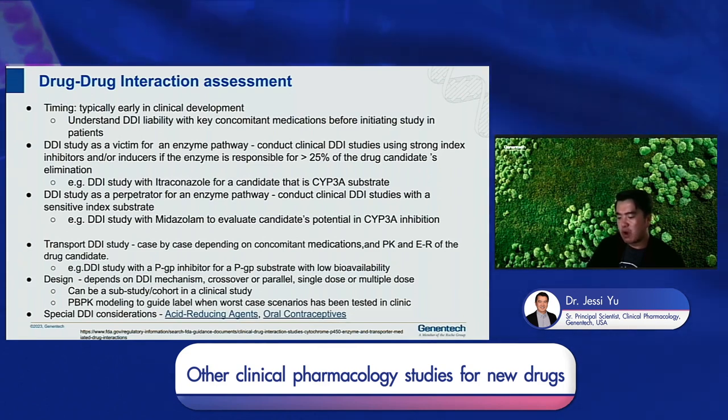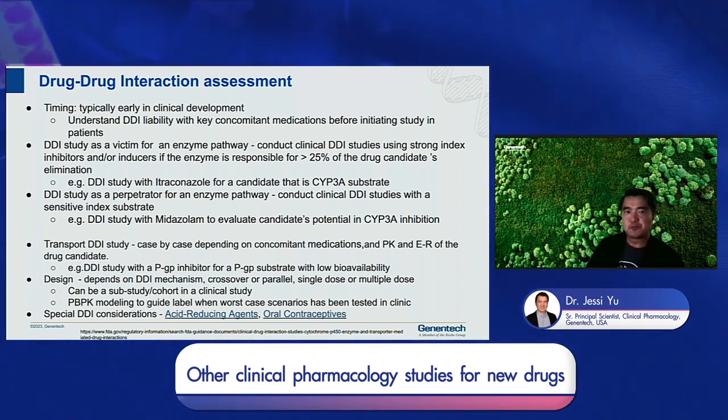So typically it's preferred to do the clinical DDI study early in the clinical development, in particular if you have a concern about your drug candidate with some concomitant medicines in the target patient population, and you want to do such a DDI assessment before you start the clinical trial in patients. And really here is just to ensure patient safety and efficacy.